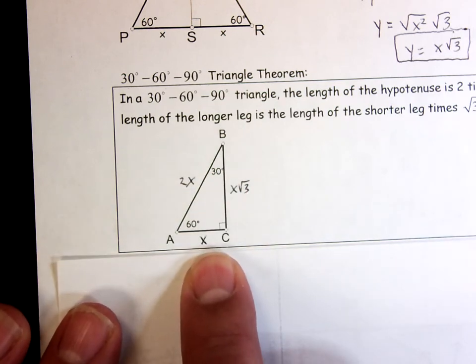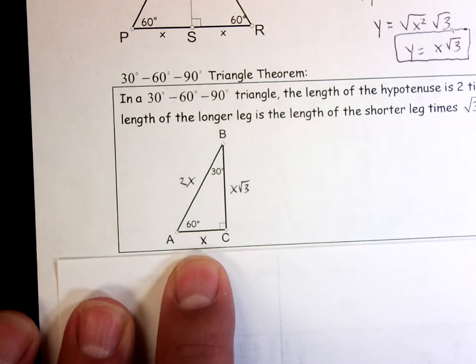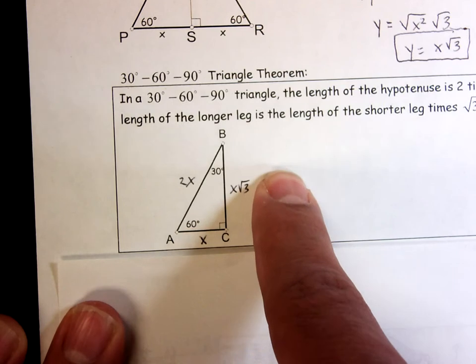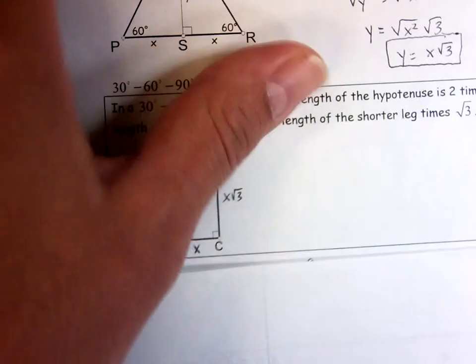So this is how quick they are. Let's say they give you this piece is 8, you already have all your answers. This piece is 16, and this piece is 8 root 3. Done. That's what's nice about these formulas, they save you a lot of time.